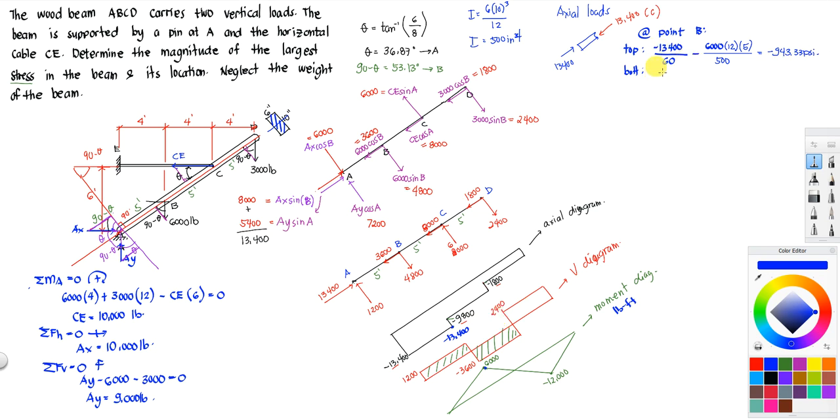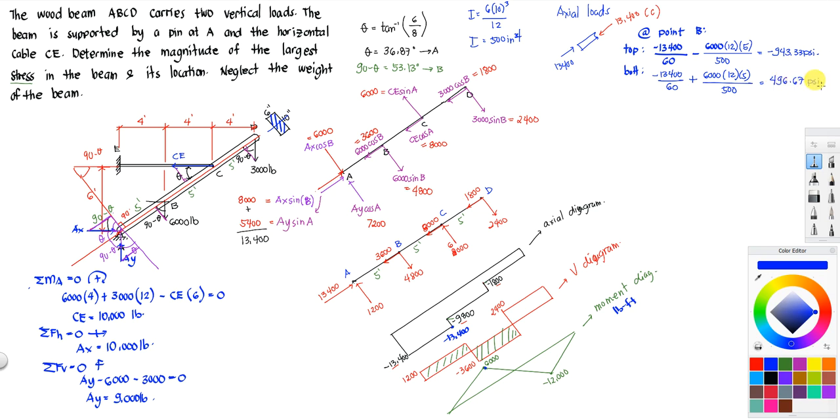Ano yung sinasabi kong nagne-negate? Negative 13,400 all over 60 para sa bottom. Kaya lang, since compression ang sa taas kasi nandun yung moment ko, so yung bottom niya, ang na-experience nun, tension. So, instead na minus, gagawin ko siyang plus. So, again, M, C, all over the I. So, ano yung magiging value? Instead ng negative, minus. So, it experiences 496.67 psi.